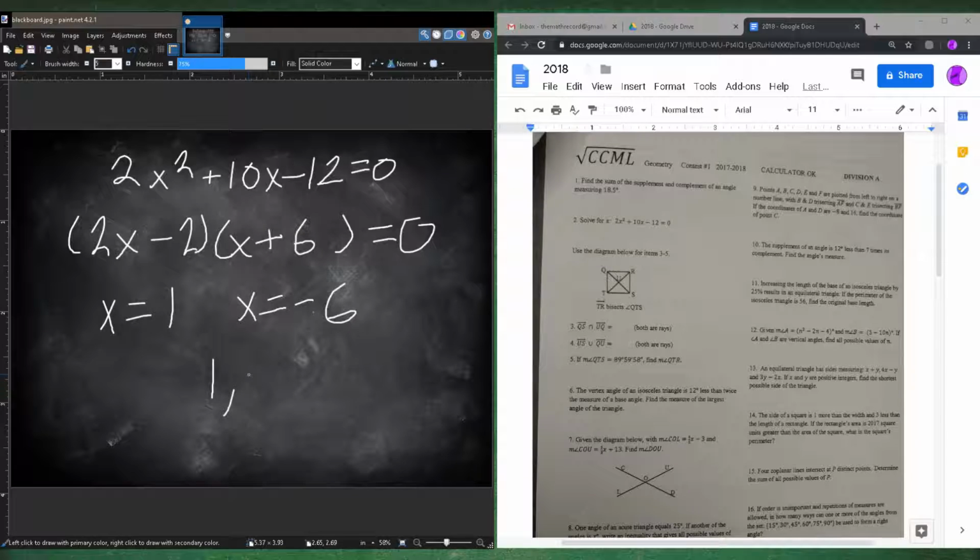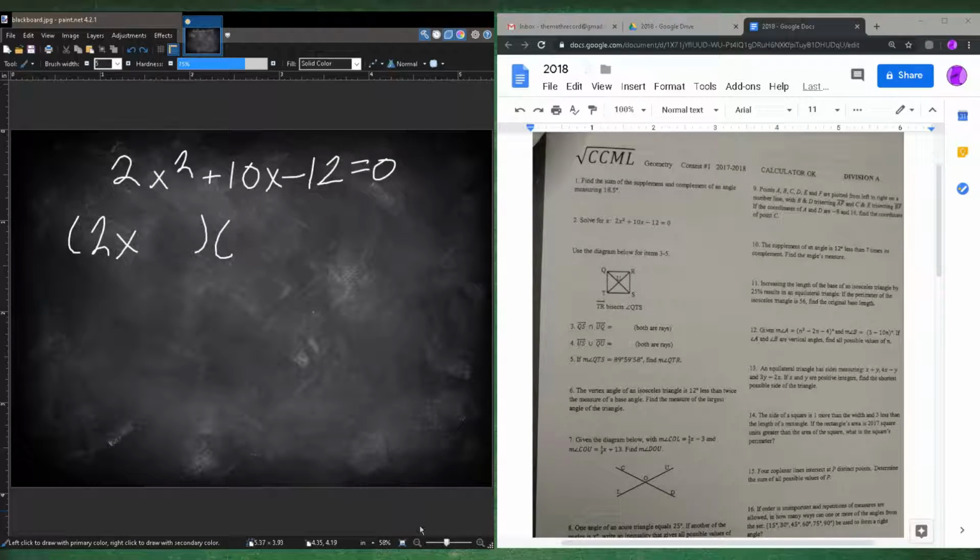So usually I just write that as 1 comma negative 6. If there's more solutions, just put more commas. And then you don't get confused of using like or and. Because sometimes they're a little picky in the CCML of which words you have to use to describe like roots.